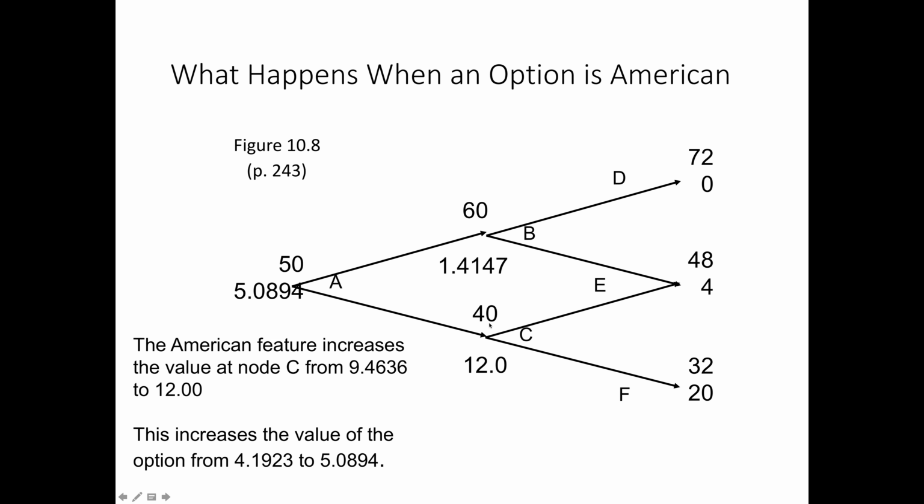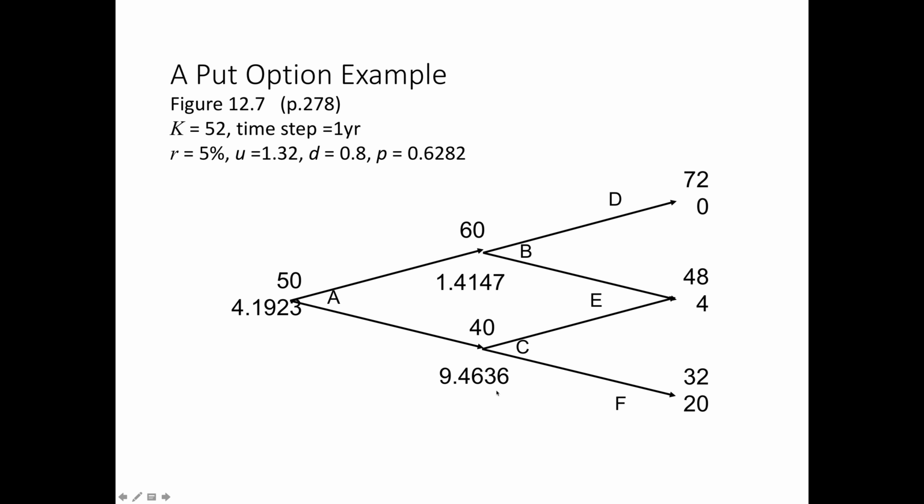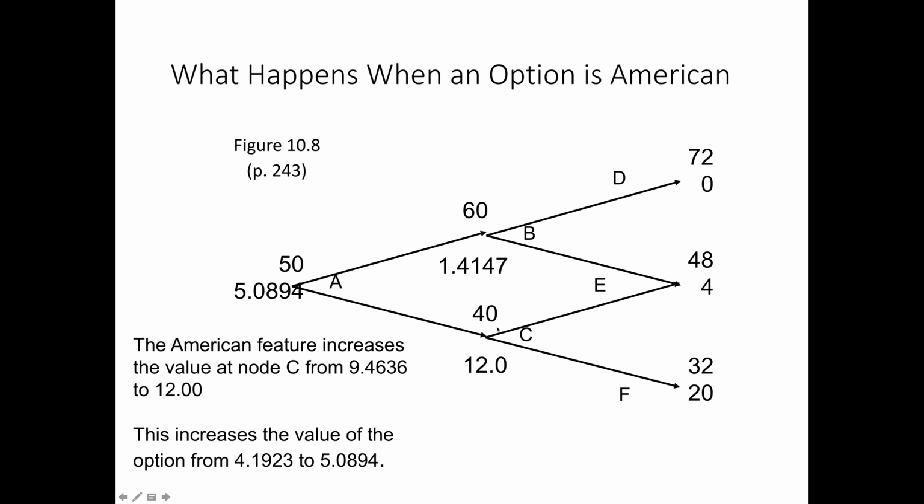Now let's look at if it's down. If it's down, let's look at what the value is. You find out the value from $4 and then $12 as a payoff, discounted back 1 year. From this, go back to C, it's worth 9.4636. Earlier we have the example, see? 9.4636. But however, this is the American option.